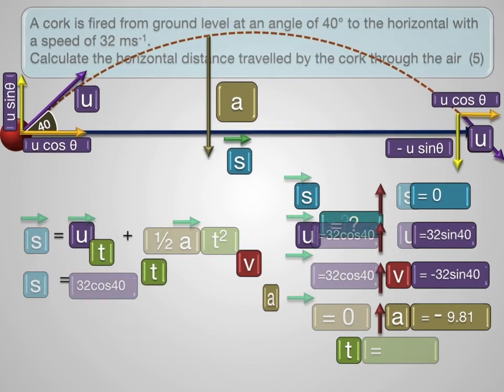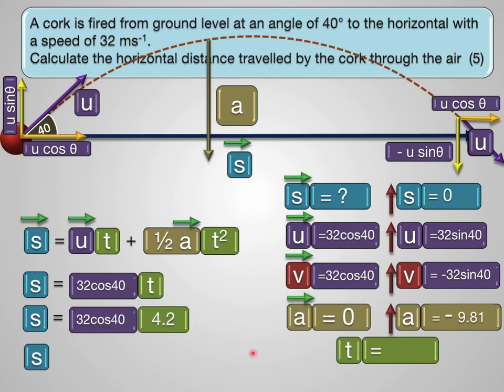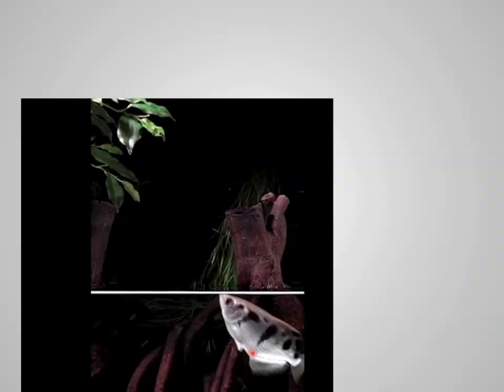I'm going back to where we were stuck without the time. Now we have got the time value, that is 4.2. So directly substitute the time and you get the horizontal distance. Let's move on to a more realistic question.